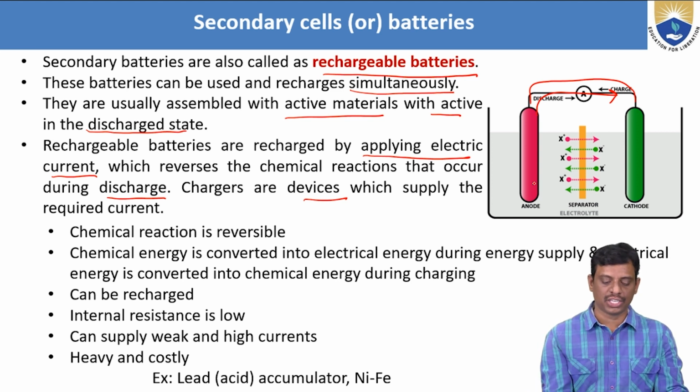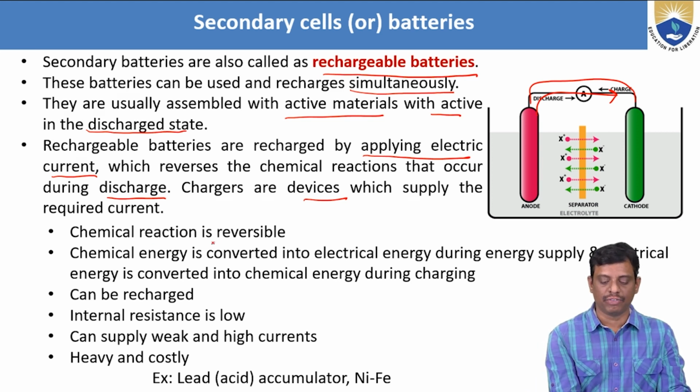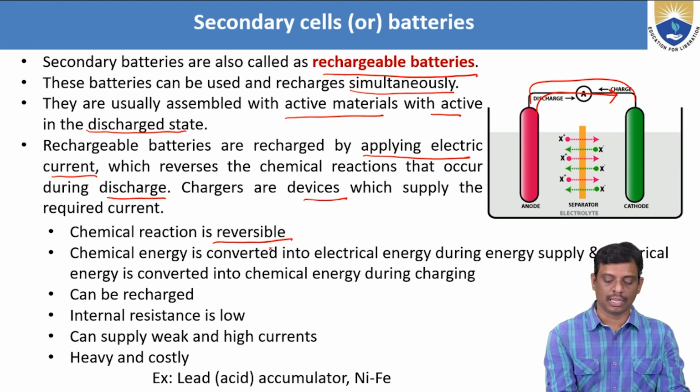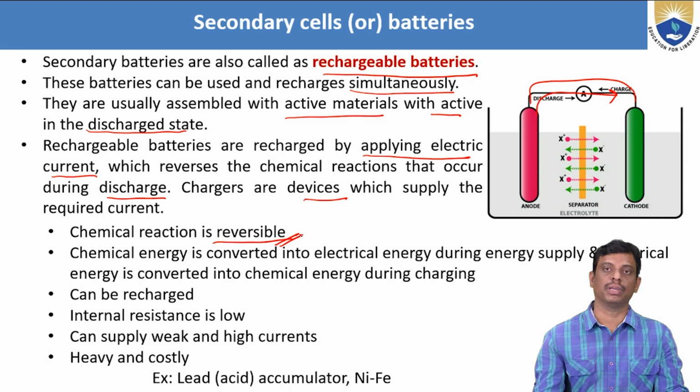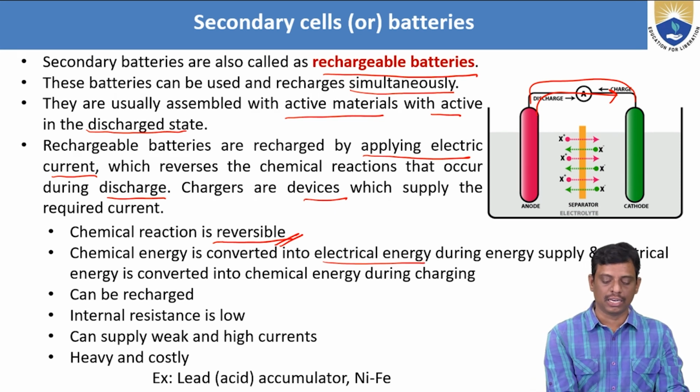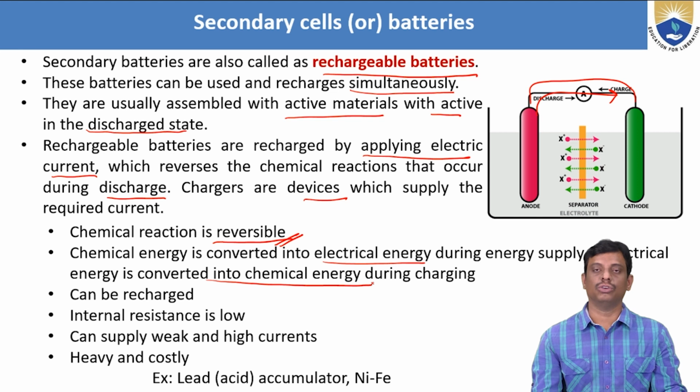And the chemical reaction is a reversible reaction in the secondary battery. In the primary battery, that chemical reaction is an irreversible chemical reaction, but here the chemical reaction is a reversible chemical reaction. The chemical energy is converted to electrical energy during the energy supply, and the electrical energy is converted to chemical energy during charging time.